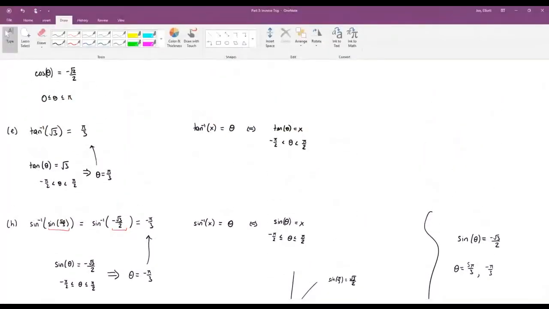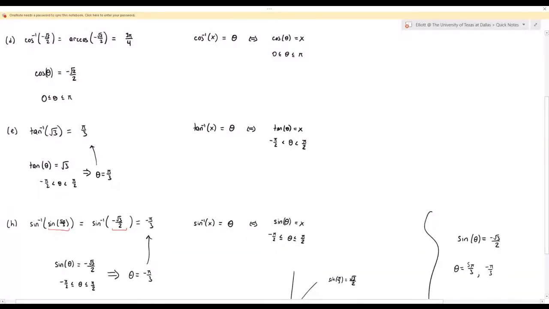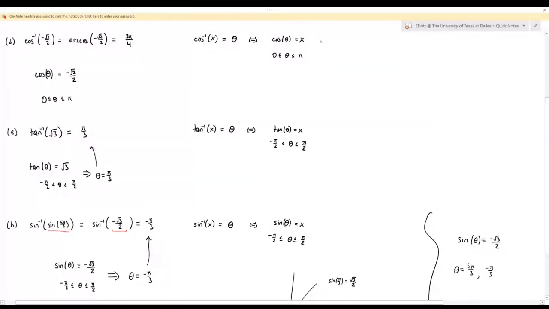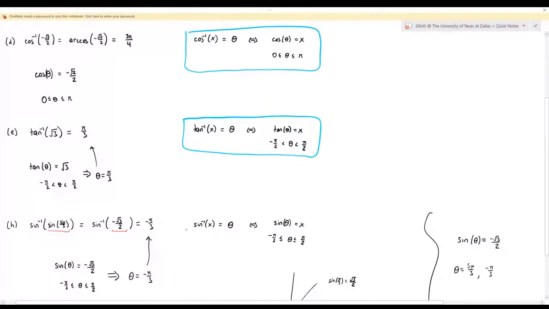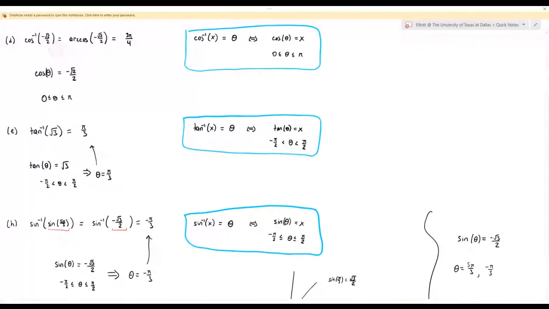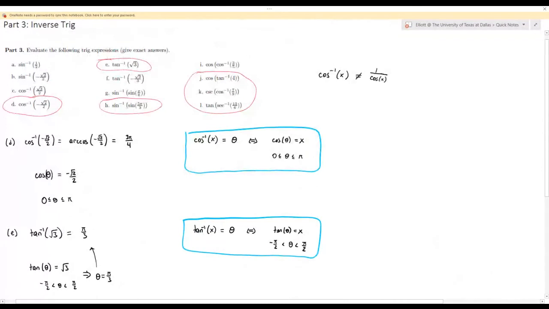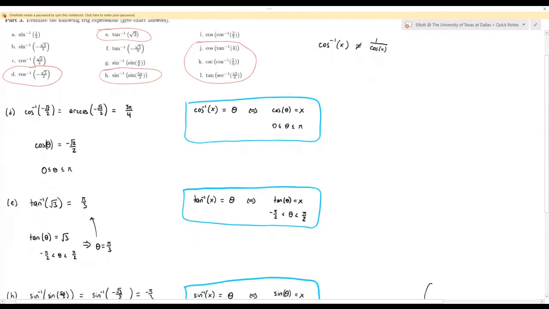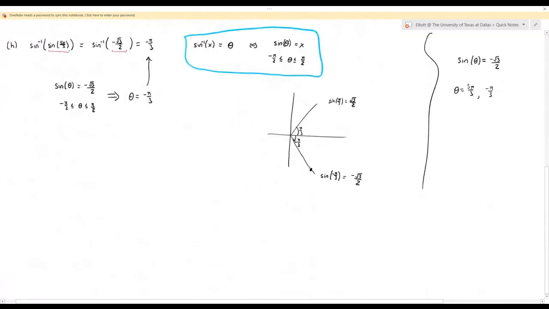So then, let me highlight these. We talked about the range restriction for inverse cosine, inverse tangent and inverse sine, so we can note all of those right now. Let's continue looking at a couple more of the problems. These last couple problems are maybe a little bit different from the ones that we've seen previously. Let's look at J first. It's cosine of arctangent of 4.